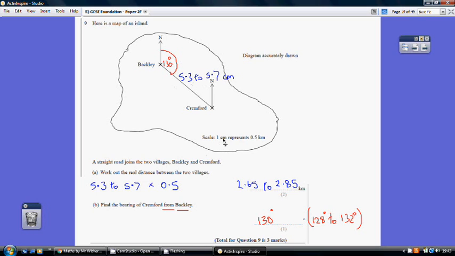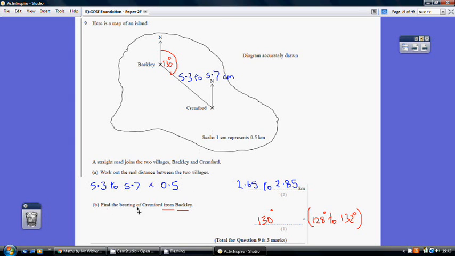You've then got to multiply this by a half. To convert centimetres to kilometres, we've got to halve the numerical value. So multiplying these extremes by a half, any answers would have been fine between 2.65 to 2.85.